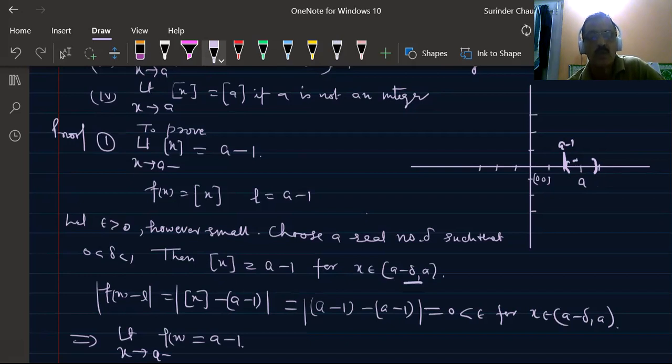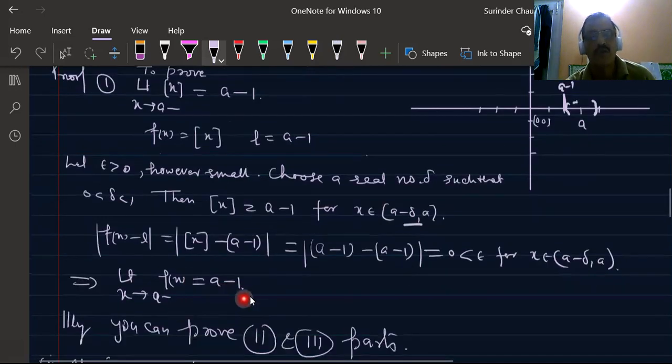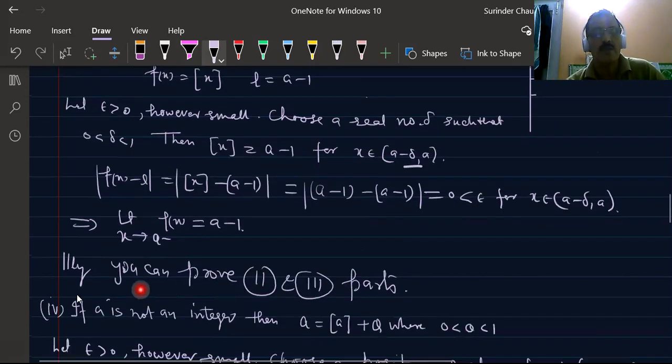Now substitute the value. By the modulus definition, |f(x) − L| is less than, substituting the value, 0, and since epsilon is greater than 1, f(x) will become less than epsilon for x belonging to the left deleted neighborhood of a. This implies the limit as x approaches a from the negative side of f(x) is equal to a minus 1. Similarly, you can prove the second and third parts.